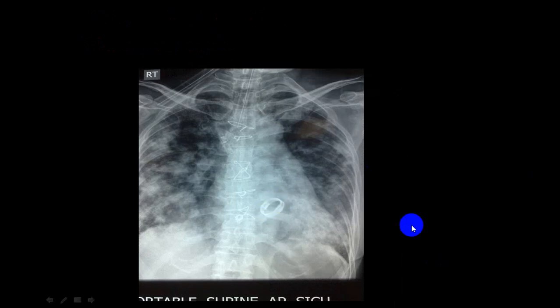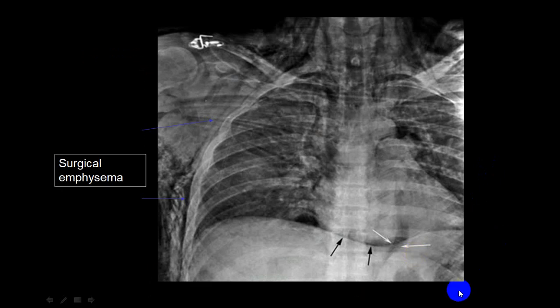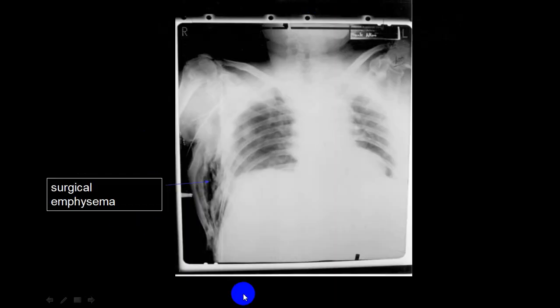What is this? And you can see these sutures. These are multiple small round shadows. Pulmonary hemorrhage. And what is this? It is a foreign material. This is surgical emphysema. I have shown you before in the soft tissue. You can see a radiolucent area along the pectoral muscles, and multiple black shadows all along the subcutaneous tissue, and that is in a case of surgical emphysema.